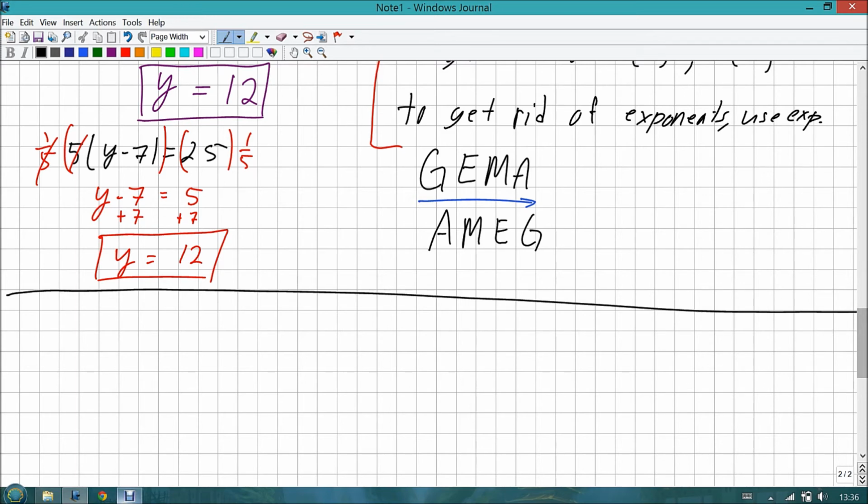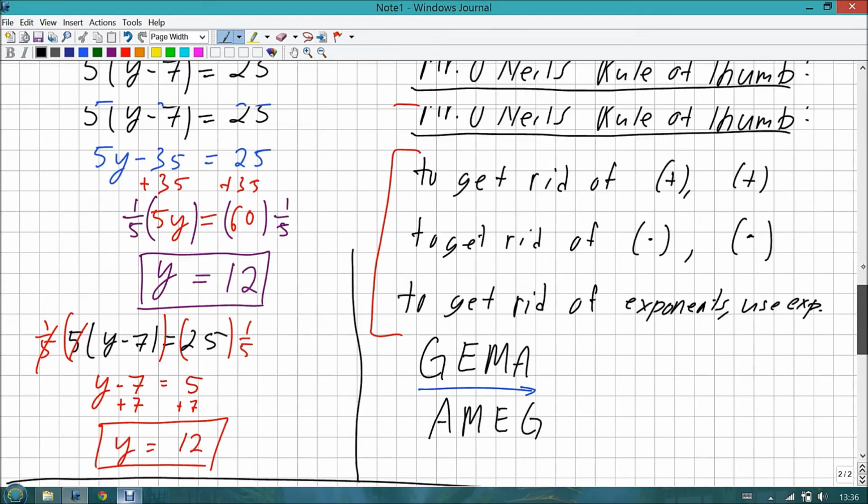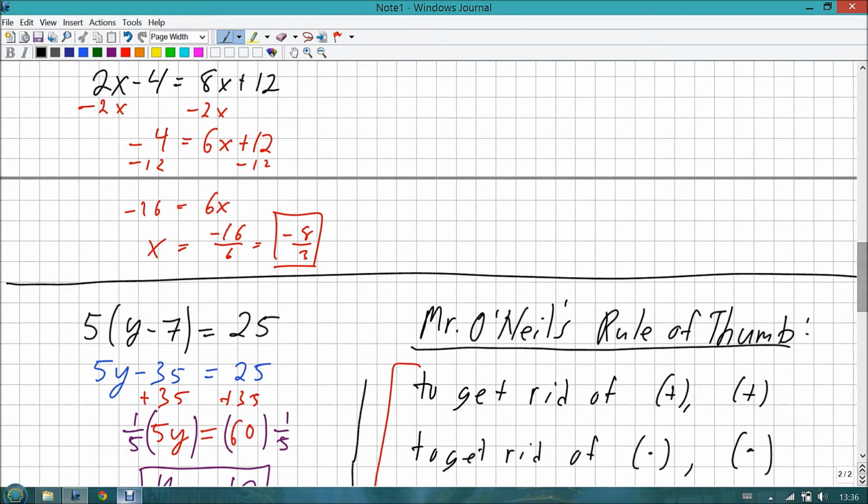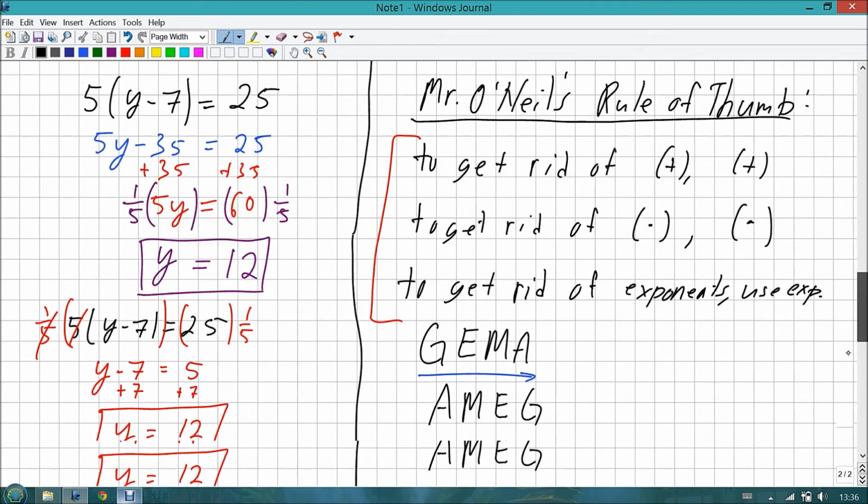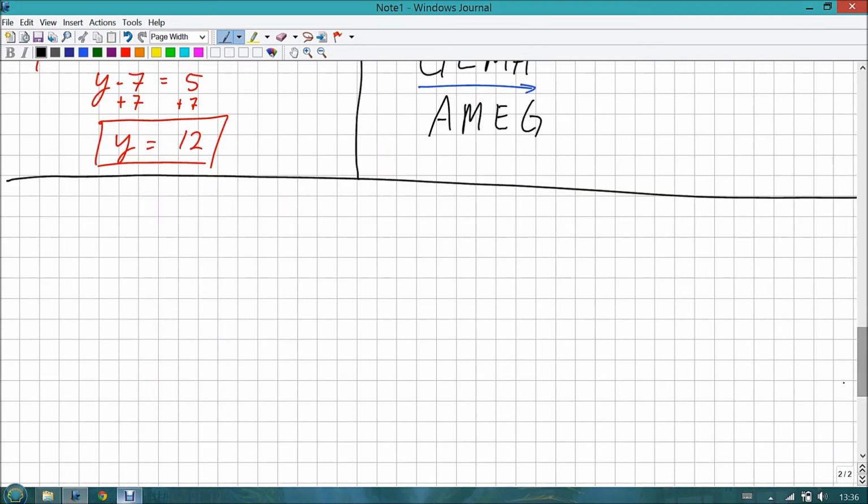What happens if you have variables on both sides of the equation? Oh my goodness, that's going to be a doozy. Both sides of the equation? Why does it have to be so complicated? Well, because it's life.